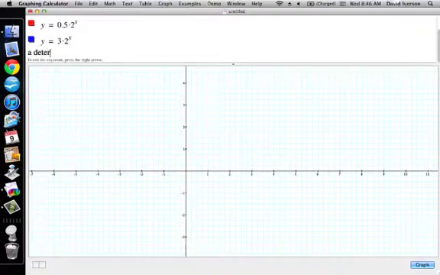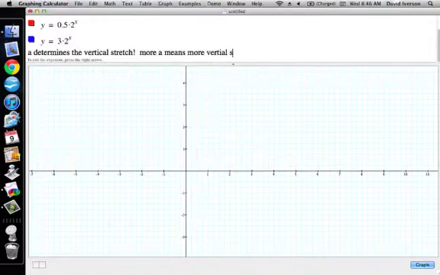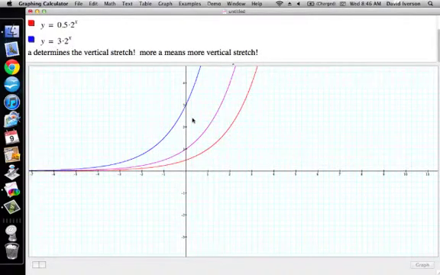A determines the vertical stretch. More A means more vertical stretch. So here I've got an A of 1. If I've got an A less than 1, it's sort of vertically compressed. And if I've got an A of 3, it's vertically stretched. So A determines the vertical stretch.